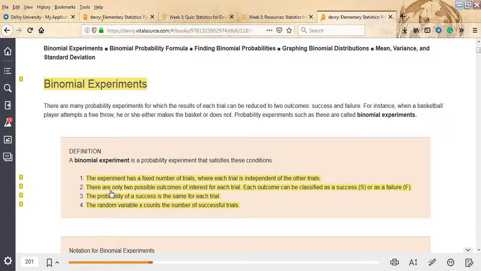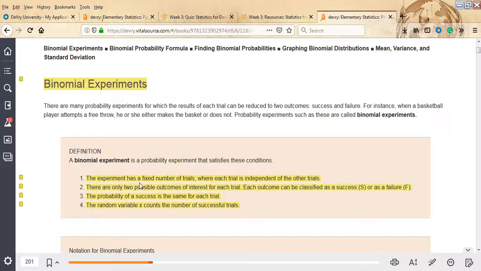You've got these four factors right here in the definition that a binomial experiment satisfies. I know in the homework and the quiz, there are some questions related to whether this is or is not a binomial problem or experiment, and these are the four conditions that help you answer that. In one of the first ones, where it says the experiment has a fixed number of trials, each trial is independent of the other trials.